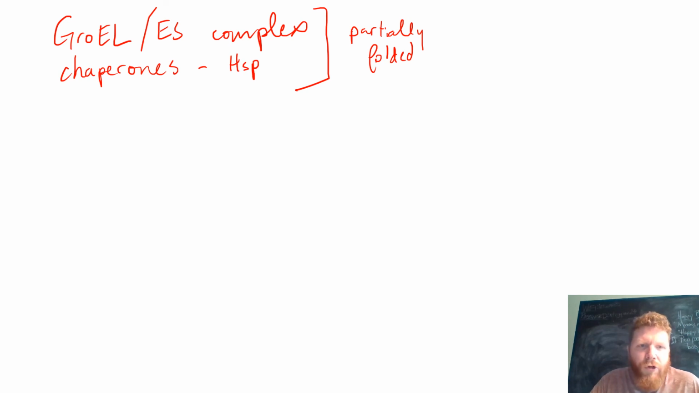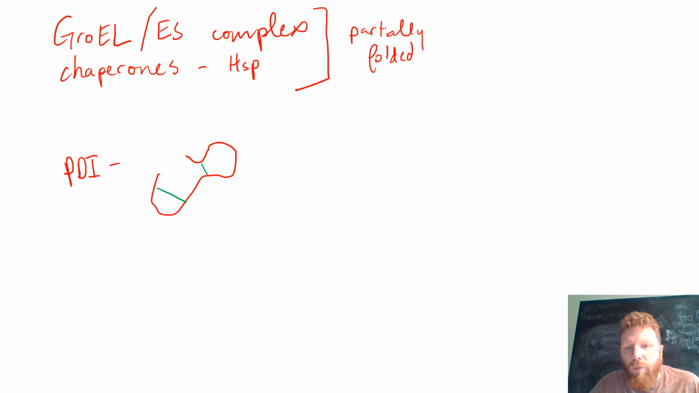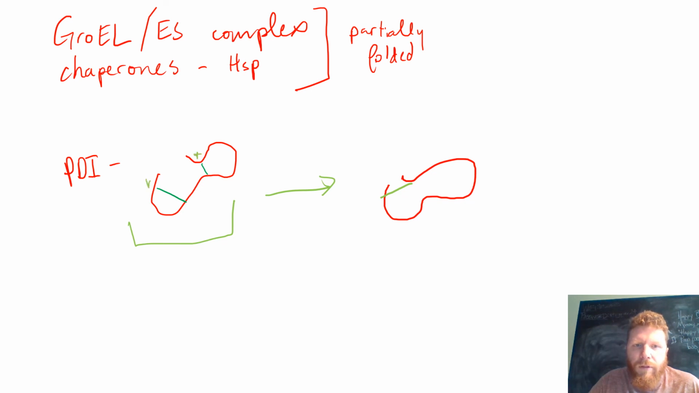I also made mention of PDI, protein disulfide isomerase. This is a protein that recognizes where there are incorrect disulfide bonds, so bonds between two cysteine residues. What it will do is PDI will take this protein right here and it will refold it so that now it looks a little bit more like this. So we have the disulfide bond between this residue and this residue, rather than this residue and this residue. So protein disulfide isomerase, well, it isomerizes disulfide bonds.